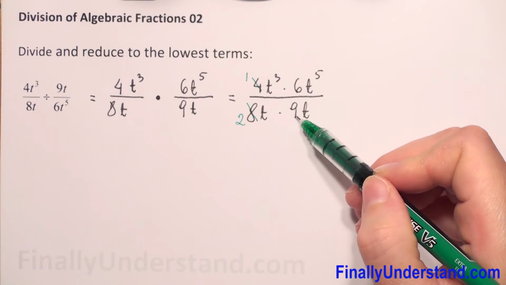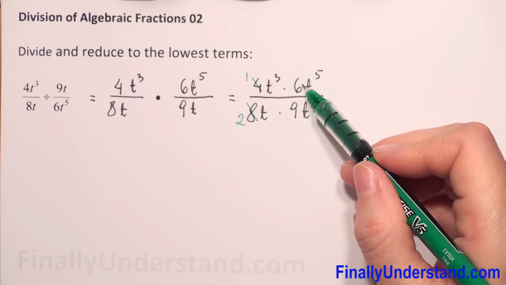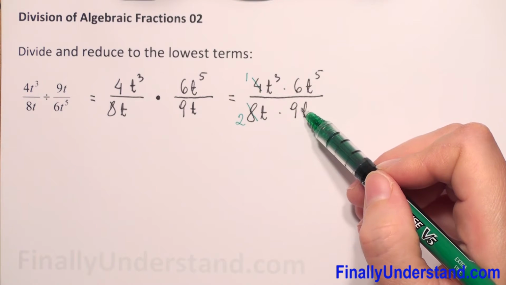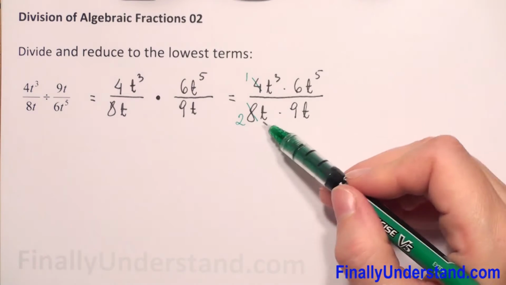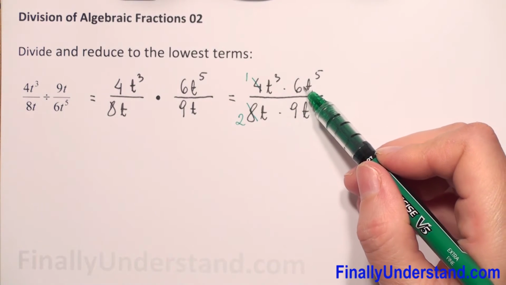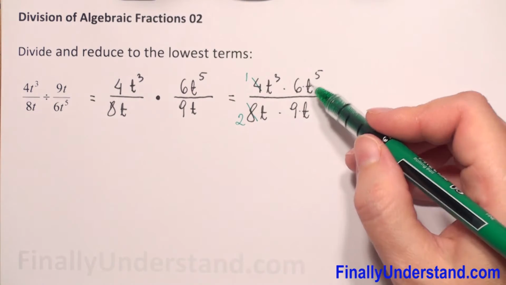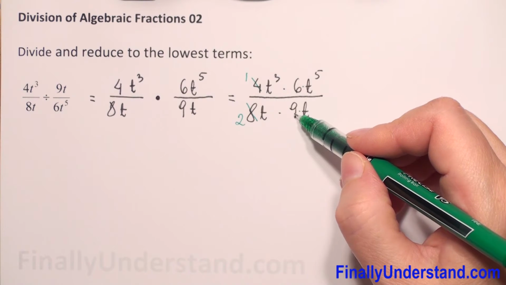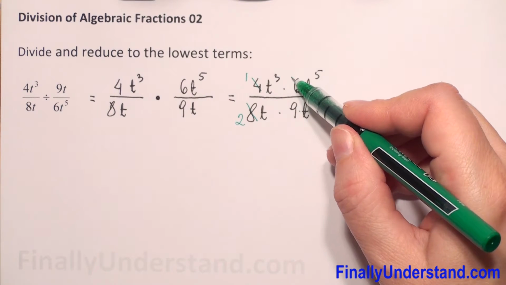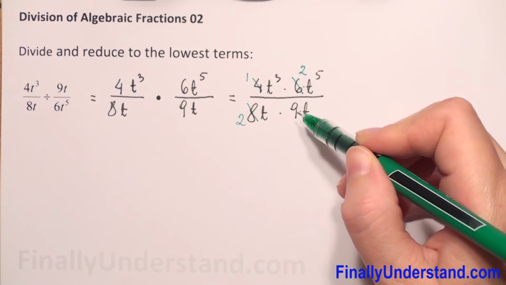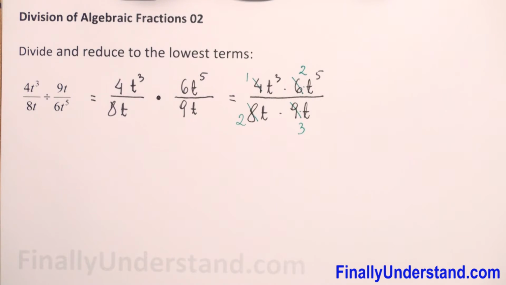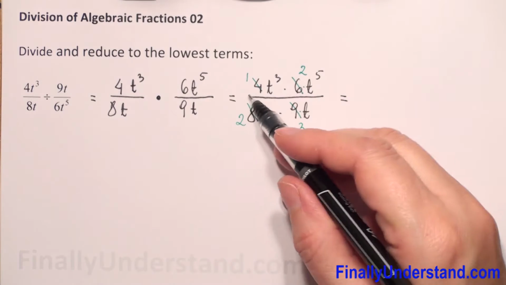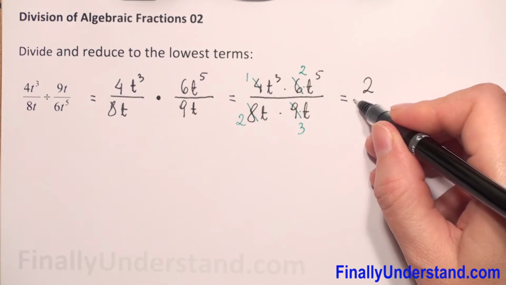Next, we have 6 and 9. We reduce always numerator with denominator, and we can reduce always when we have multiplication. We have multiplication here. If we don't have a sign, it's always multiplication. So 6 and 9, the greatest common factor for 6 and 9 is 3. 6 divided by 3 is 2. 9 divided by 3 is 3. So we have now 1 times 2 is 2.